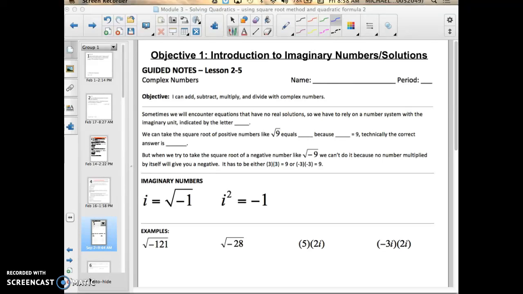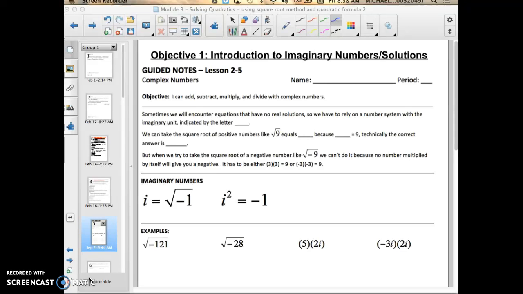Now, moving forward, we're going to start working with quadratic functions that will have solutions that are not real numbers. And so we're going to start talking about what's called an imaginary number. So, in this objective again, by the end of this video, hopefully you have a better understanding of the imaginary unit i and when it shows itself and why it needed to be created by mathematicians long, long ago. So to begin, sometimes we will encounter equations that have no real solutions.